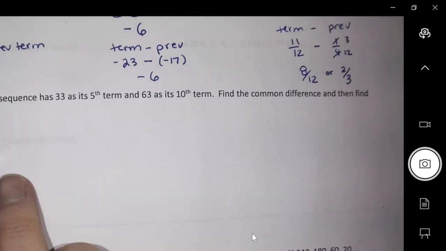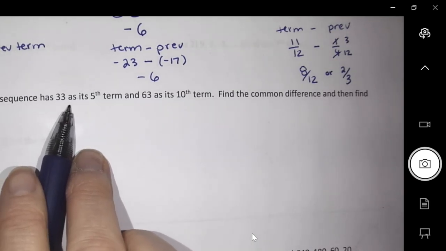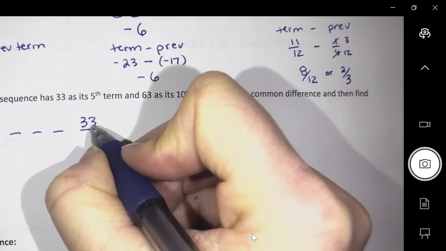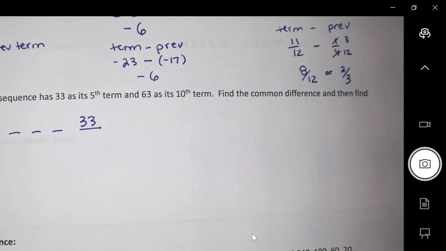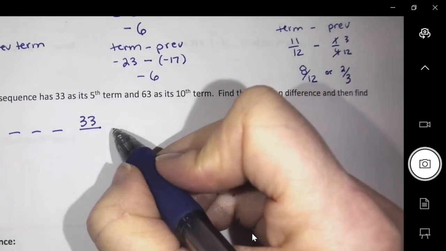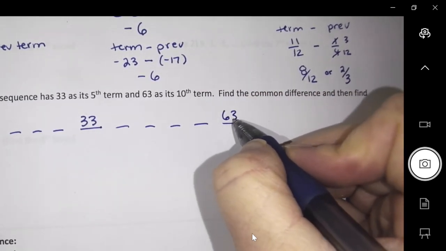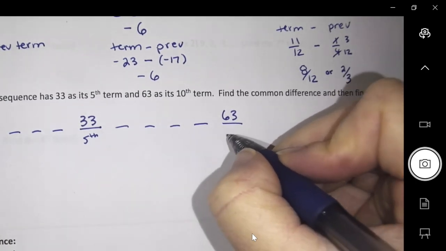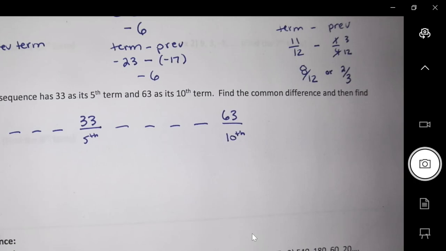Okay. An arithmetic sequence has 33 as its fifth term. So I'm going to go like this. 1, 2, 3, 4, 5. And 63 is its 10th term. So 6, 7, 8, 9, 10. That's what's going on. It's 5th term and then it's 10th term. Find the common difference. So find that adder, and then find term one.